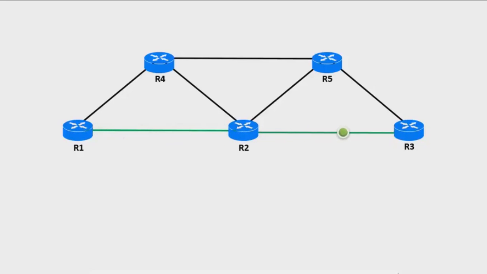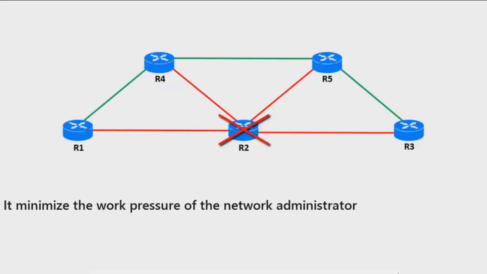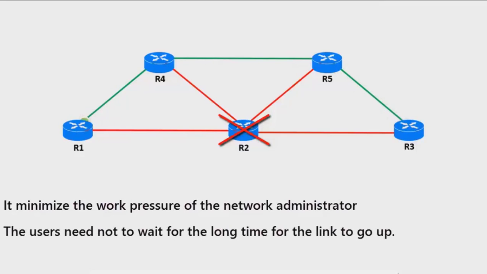In this scenario, if any of these routers or links fails, the routing protocol is smart enough to automatically choose the alternate route for the data packets immediately. And in this process, it minimizes the work pressure on the network administrator. The users need not wait for a long time for the link to come up. So this is a very good thing about dynamic routing.